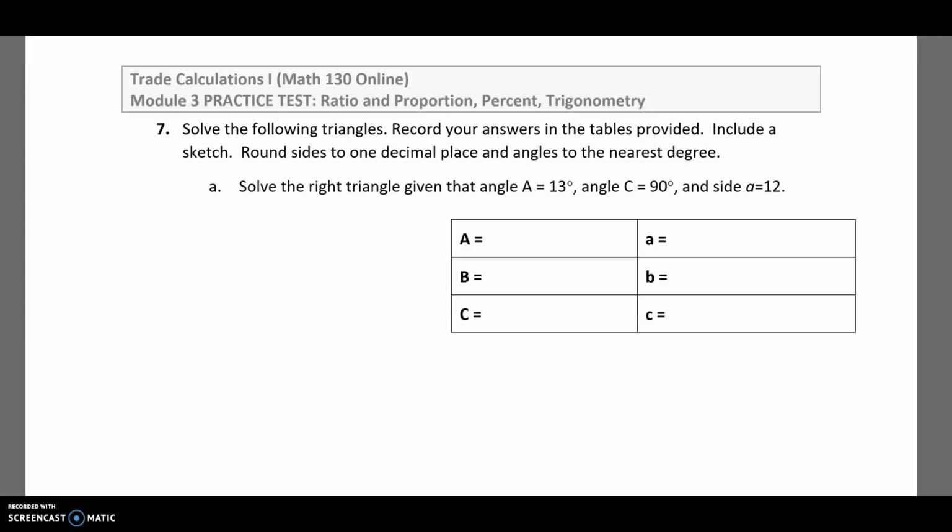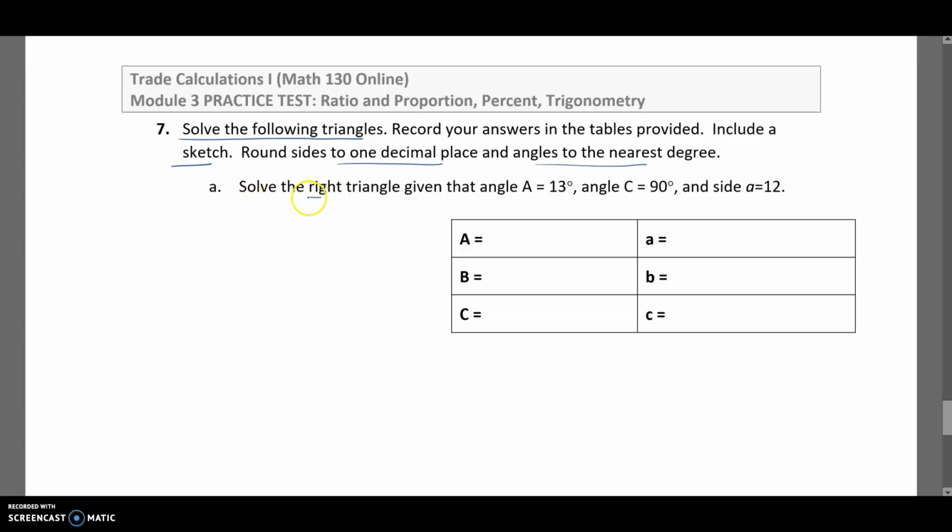This video will take you through the final page of the Module 3 practice test, where we continue to practice with some trigonometry questions. In these two questions, we're going to solve the triangles, which means we calculate all the values for any unknown sides and angles, and we'll put our answers in the table provided. For each question, we'll include a sketch. When we're done our calculations, we'll round our sides to one decimal place and angles to the nearest degree.